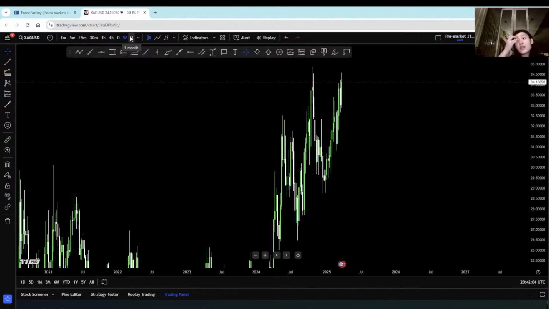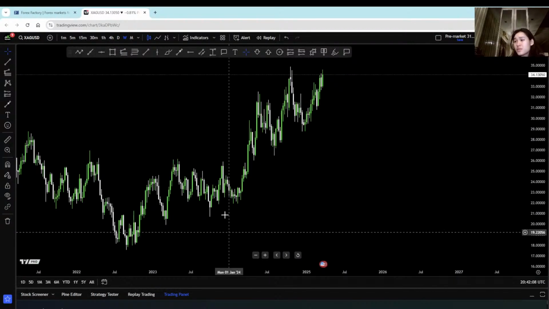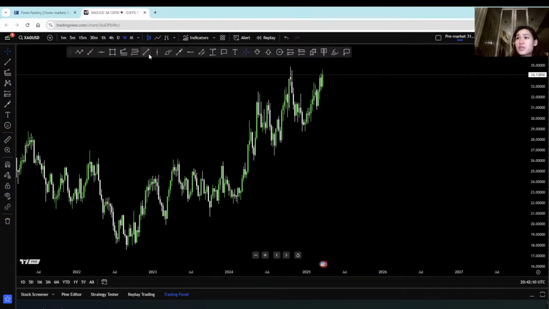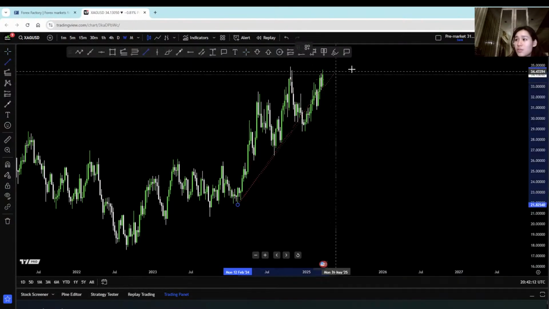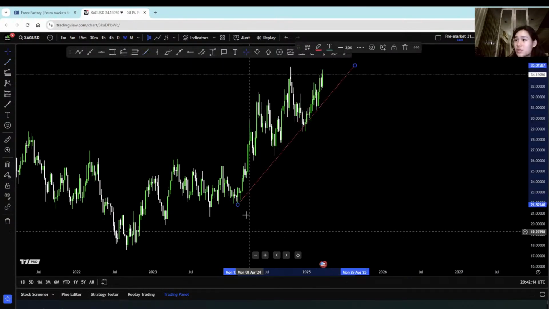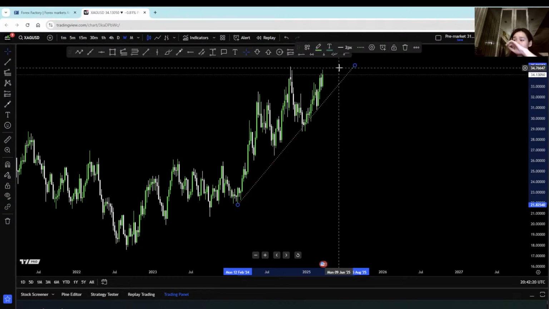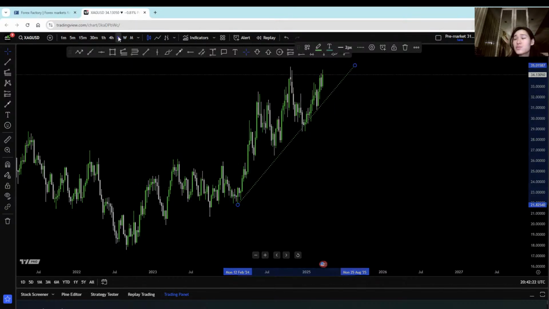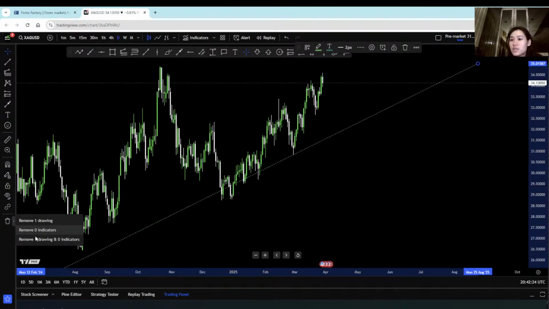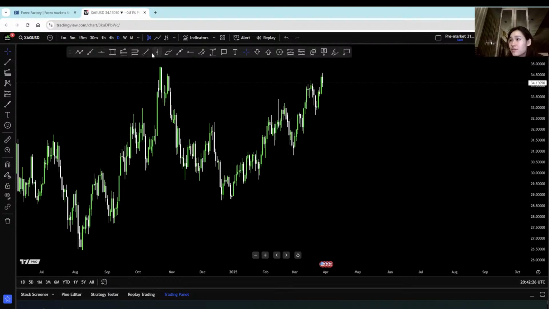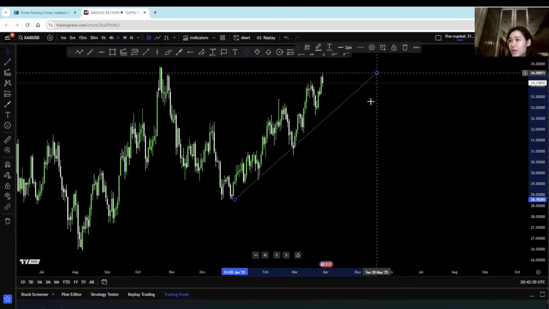So now looking at our weekly time frame again, you can see the overall direction is still pretty bullish. Here we have prices moving in this uptrend. On our daily time frame, yeah, we have this as well.